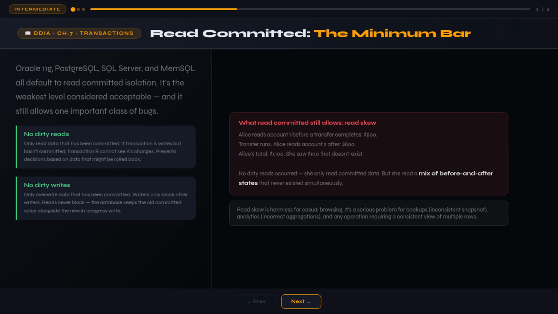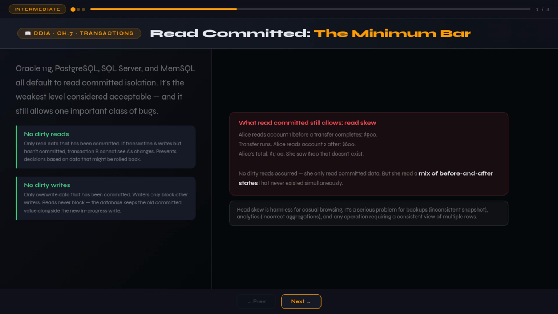Dirty writes are more subtle. Transaction A updates row 1. Before A commits, transaction B updates row 1 again. Now A commits, but it overwrites B's write, which happened after A's write. B's change is lost even though B committed after A.